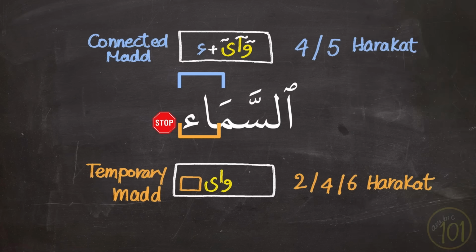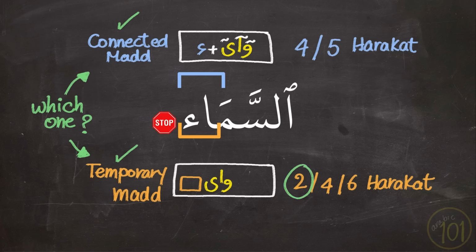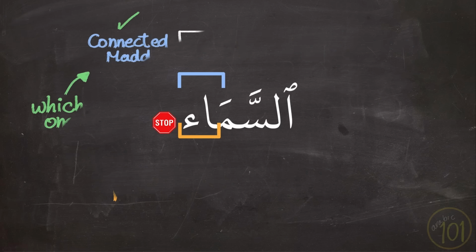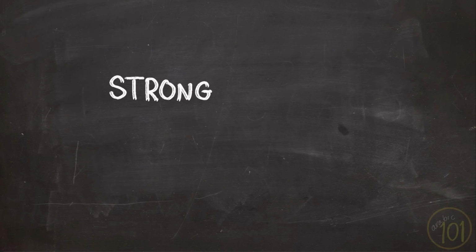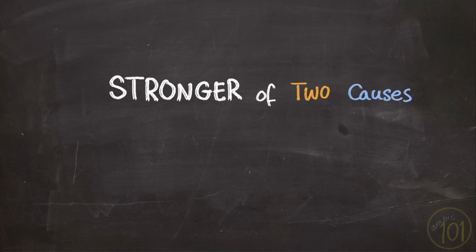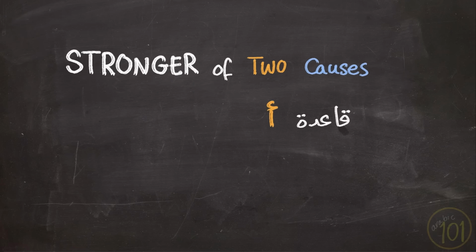So there are in fact 2 different rules that can be applied to this word. So the question here is, which rule should we apply when stopping? Is it 2, 4, 5, or 6 harakat? Well, this question is answered through the rule of the stronger of 2 causes, or in Arabic, قاعدة أقوى السببين.